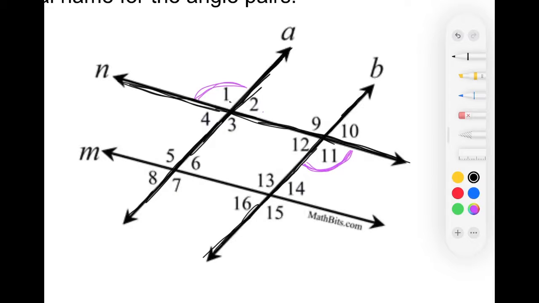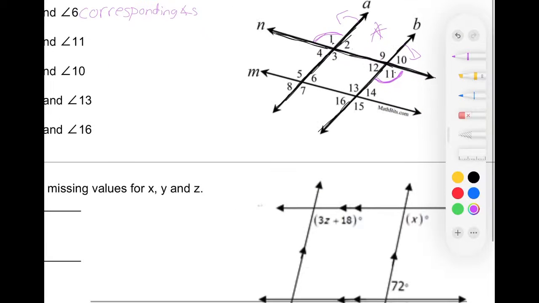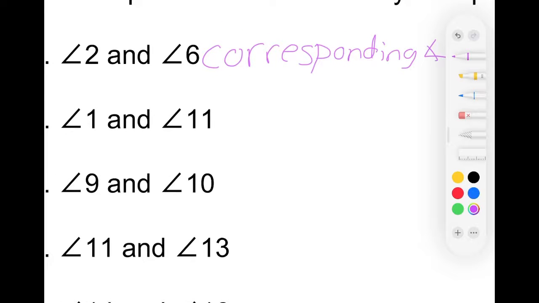So if we kind of turn our screens a little bit, angle 1 and angle 11 are on opposite sides of the transversal, which is N in this case. So they're going to be alternate, and then both of them are on the outside of our parallel lines. So on the outside of our A, outside of our B. So they're not in between our parallel lines. So they're going to be alternate exterior angles. So for number 2, you can abbreviate and put alternate exterior angles.